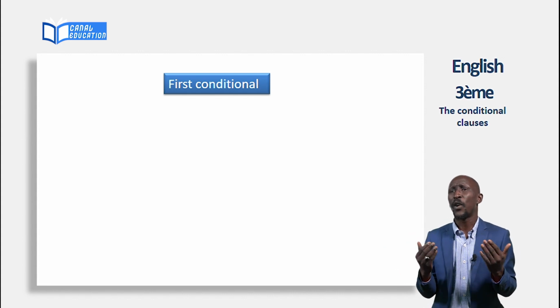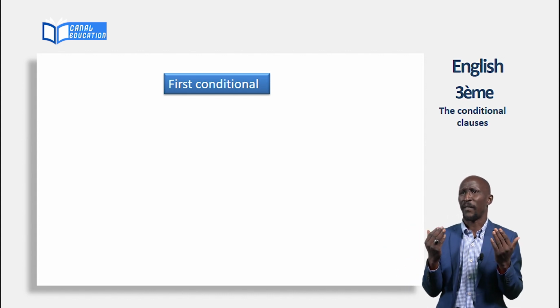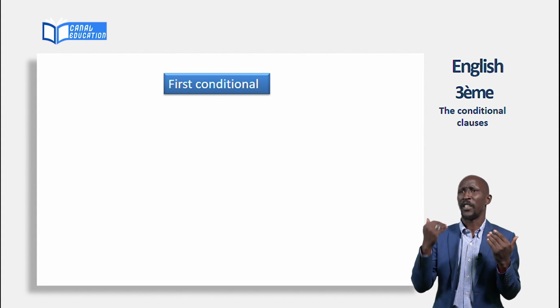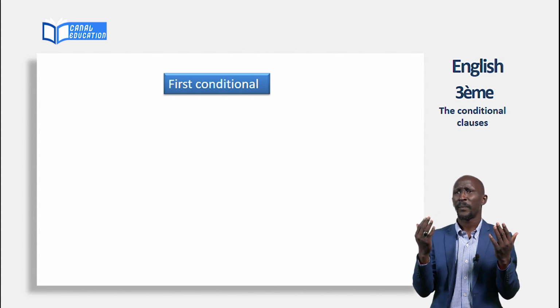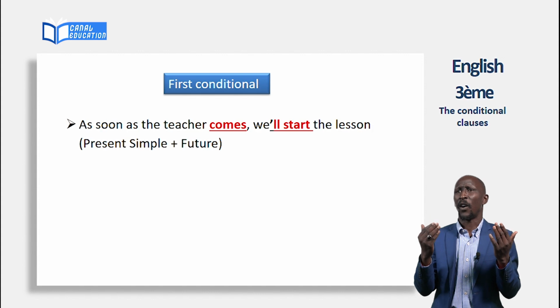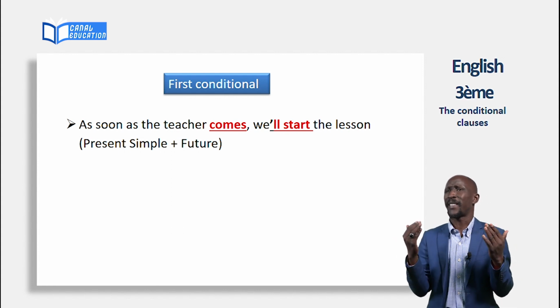Okay. Now let us go to the next level, which is about the second conditional. No, we are just insisting on the first conditional, giving other examples as soon as the teacher comes. We will start the lesson.